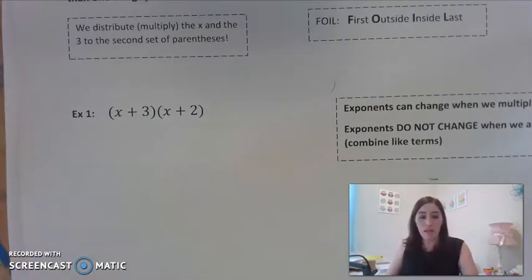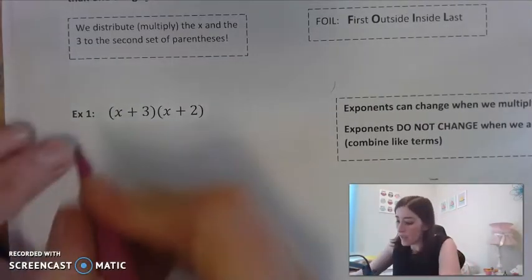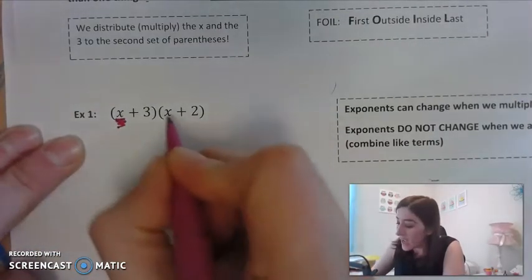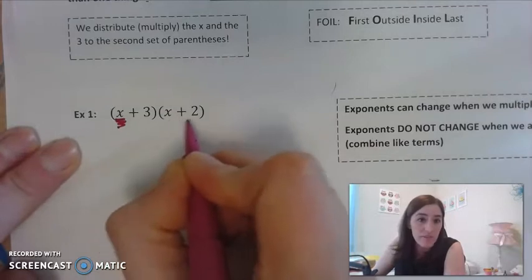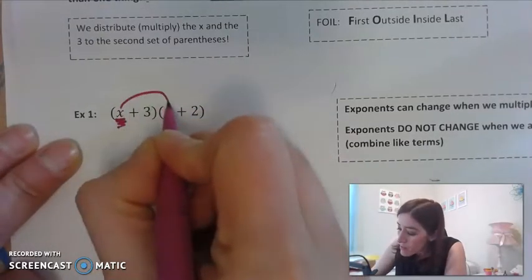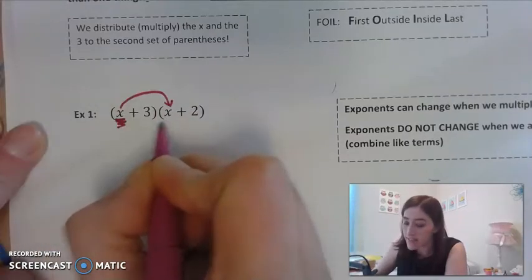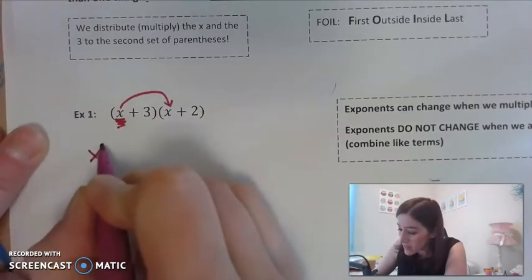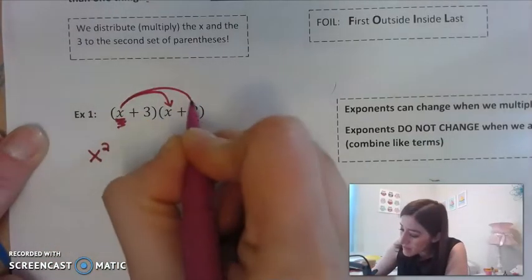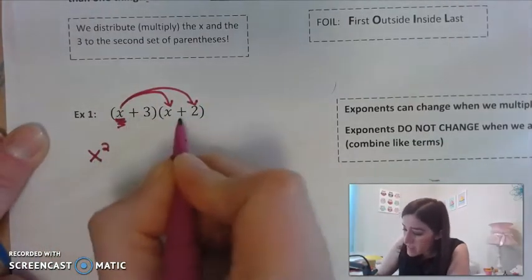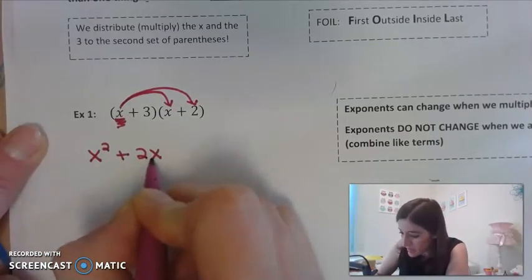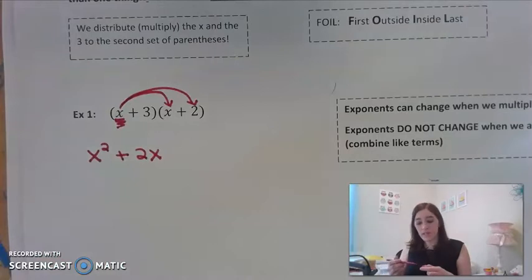So here's what this would look like. Okay, I've got an x right here in the front. I'm going to start with that. I am multiplying it to the other two terms in the other set of parentheses, not to the 3. So when I multiply x times x, I am multiplying two x's together, which is x squared. Then I've got to do the same thing to the other term. Well, 1x times a positive 2 gives me a positive 2x. Okay, so I distributed that first letter.